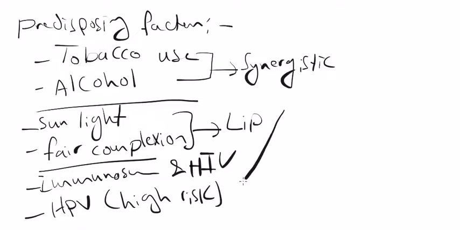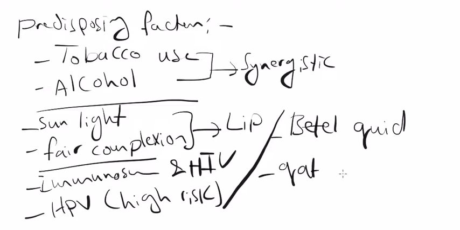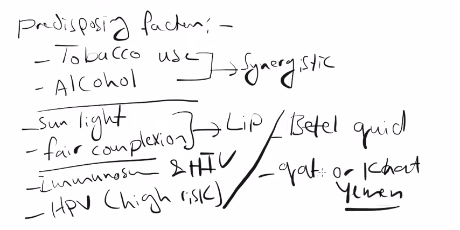There are special kinds of foods that are risk factors. We have betel quid, a special kind of food which is used in the South Asian countries, and we have khat, which is used in Yemen, a special kind of plant for eating.